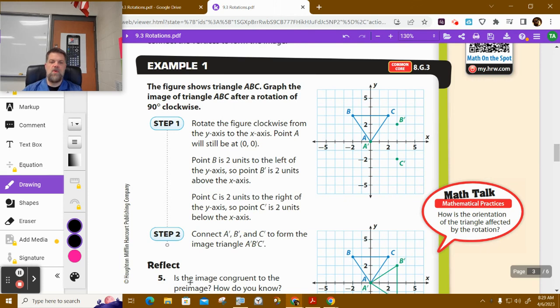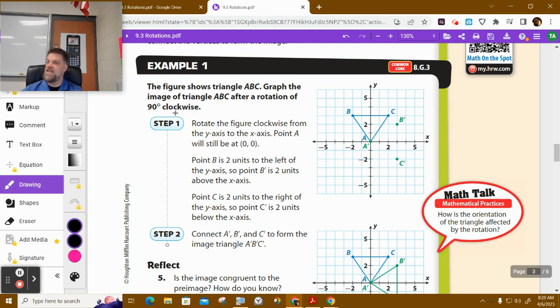All right, so example 1 says the figure shows triangle ABC. Graph the image of the triangle ABC after a rotation of 90 degrees clockwise. So for step 1, what they did is they rotated it about the origin. I'm noticing that in your textbook, they don't tell you what to rotate it about.